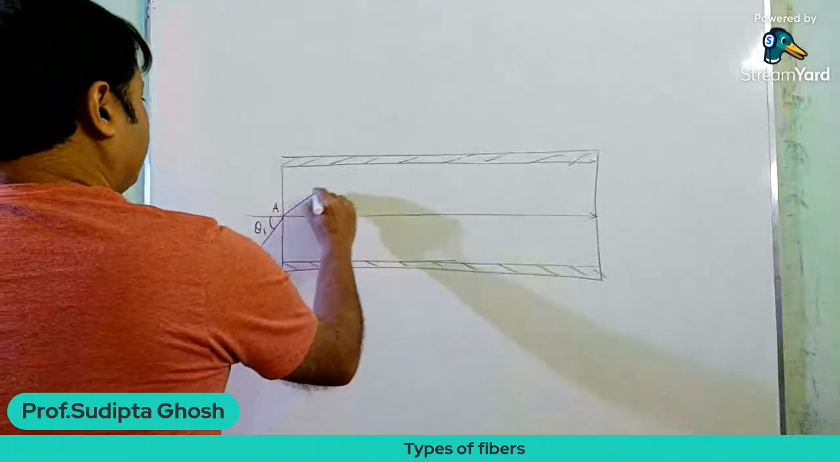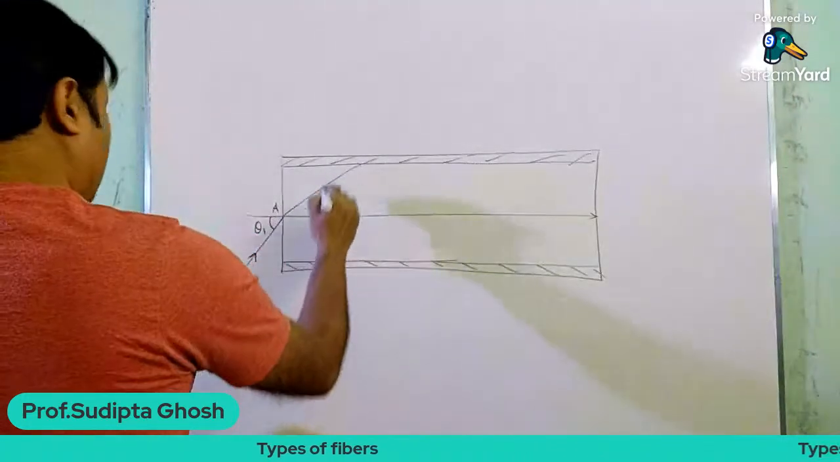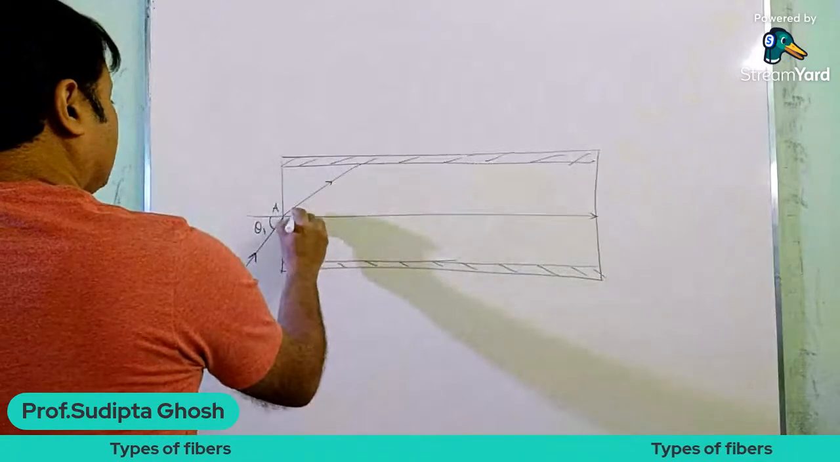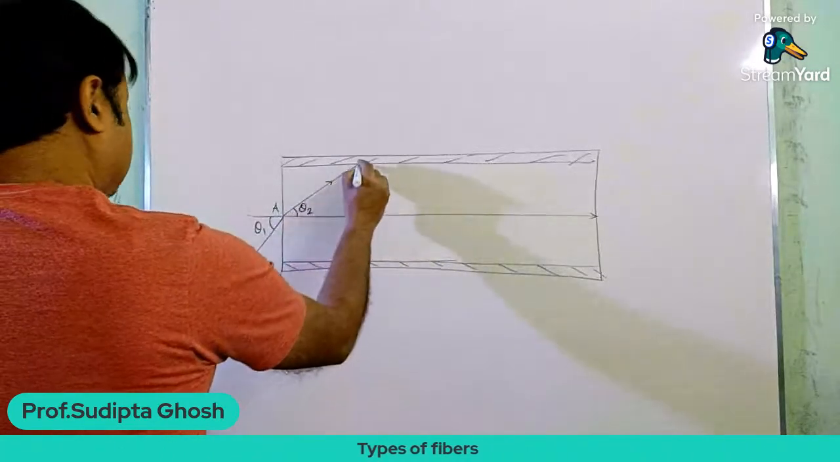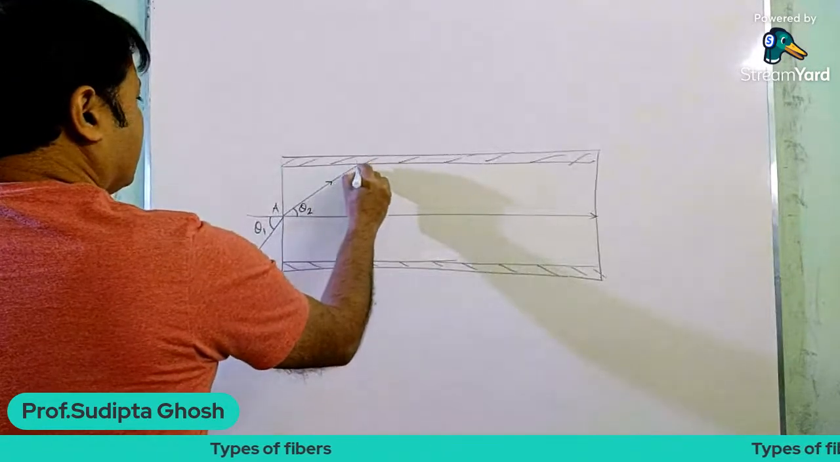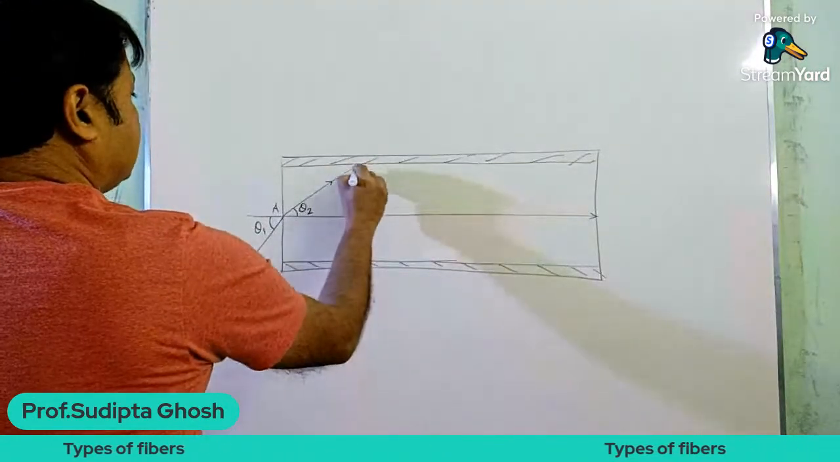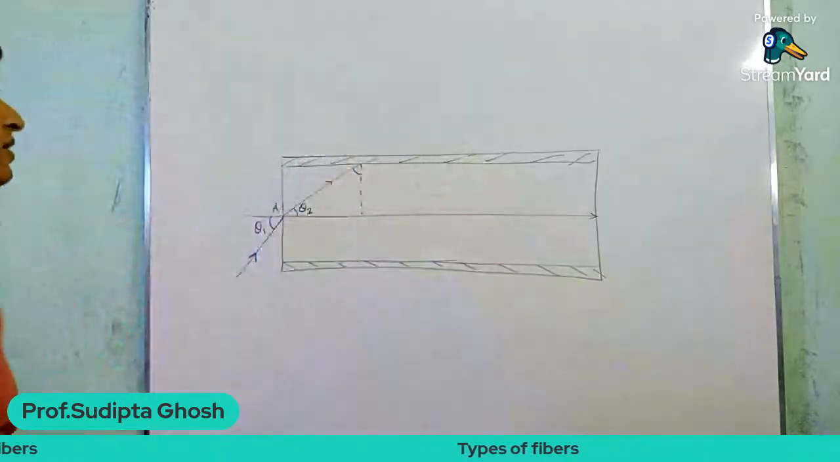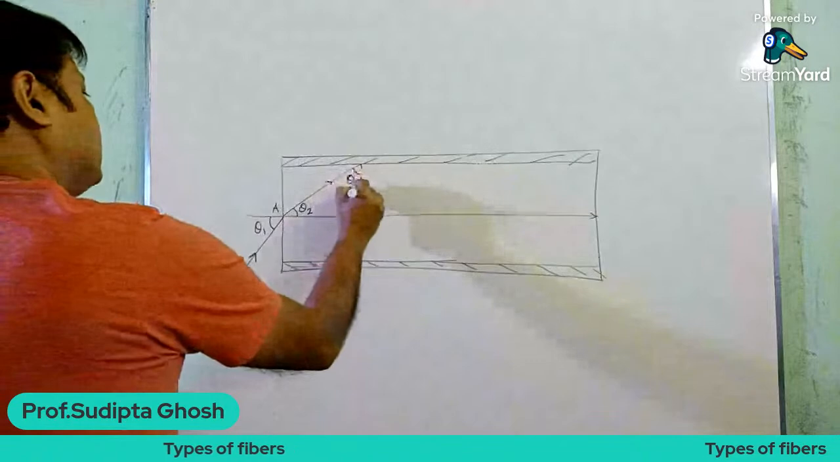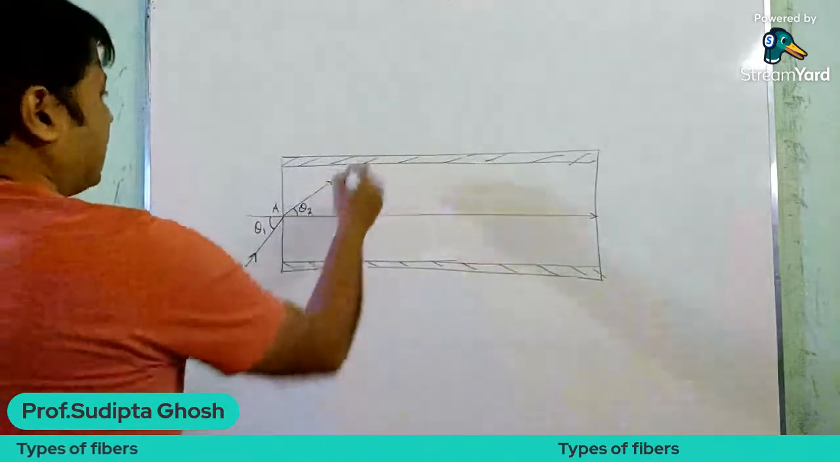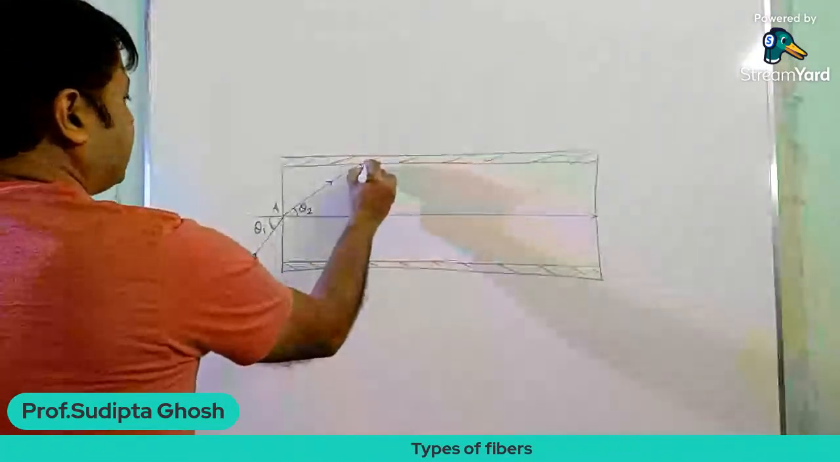Now this ray, following the laws of geometrical optics, this angle let us consider as θ2. Now the angle at which this ray is incident on the core clad interface, let this angle be θ3, and the point is designated here.